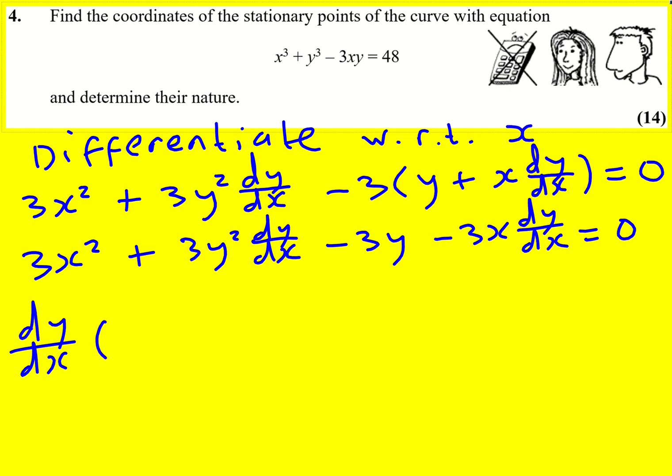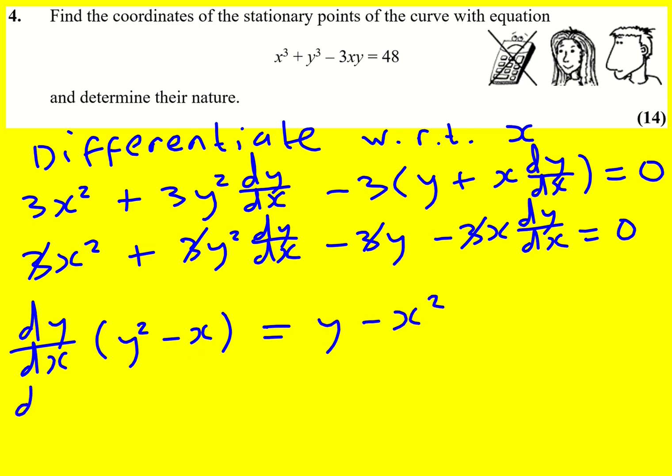So dy by dx, if I factorize that out, I get 3y squared minus x. Let's just cancel all the 3's out. Y squared minus x, and that would equal y minus x squared. Okay, and we've got our dy by dx.